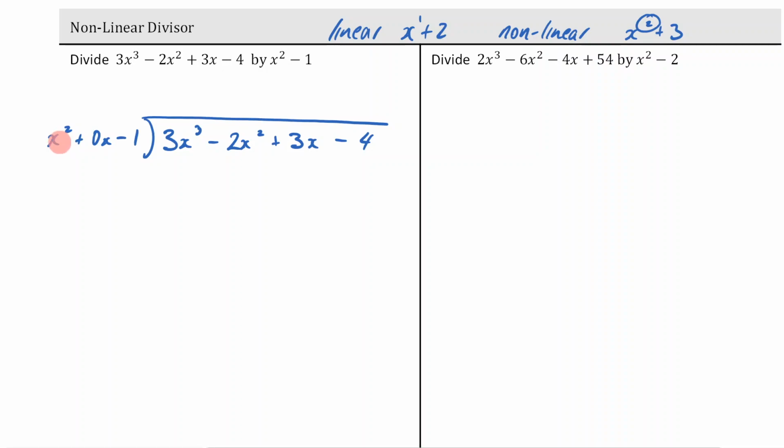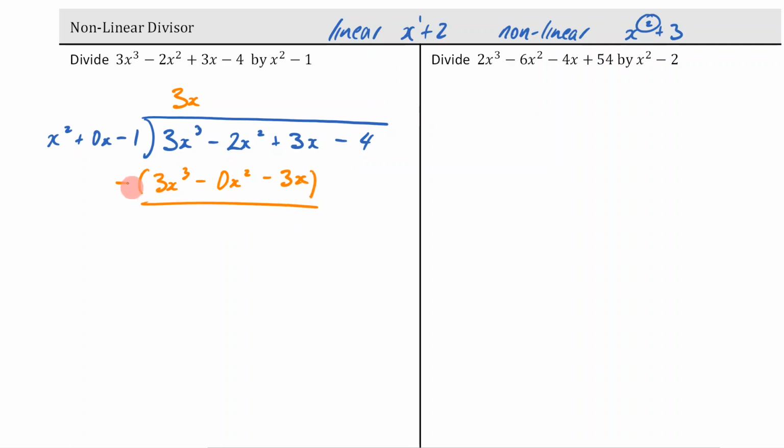How many times, x squared times what is 3x cubed? Well, that's going to be 3x. Then I go 3x times x squared is 3x cubed. Then I go 3x times 0x. Well, that's going to be minus 0x squared here. And that's the important thing, that I don't have any x squareds here. And then I will keep on going. I'm going to get negative 3x here. Then I'm going to subtract.